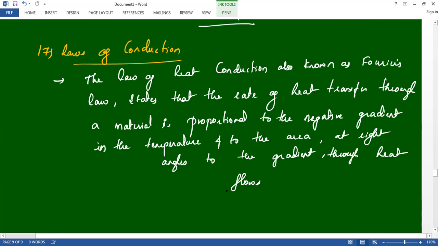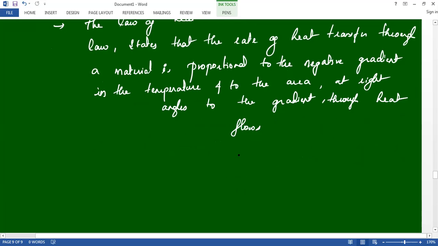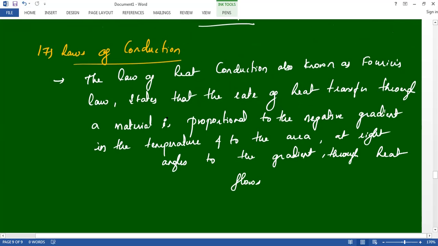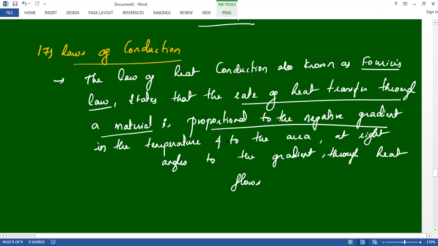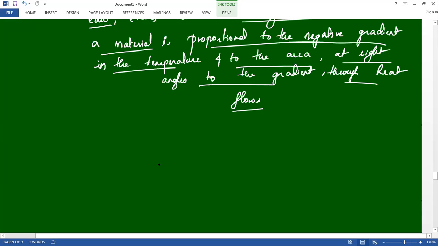That is, the law of heat conduction is also known as Fourier's law. It states that the rate of transfer of heat through a material is proportional to the negative gradient of the temperature and to the area at right angles to the gradient through which heat flows. So this is the definition of the law of conduction. Let us move on to the next one, that is conductance.